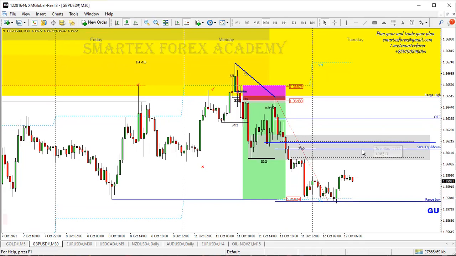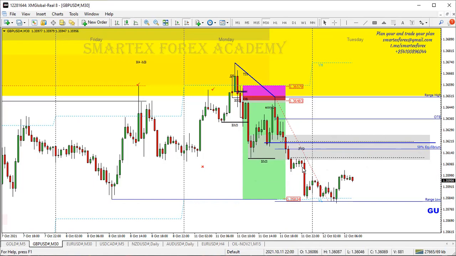First confluence, this is the H1 bearish order block, the blue one, so that we have this fair value gap of H1, and we have this gray zone, which is the bearish mitigation block of M30. So this area is a complementary area, so that's where we'll be looking for entries from.